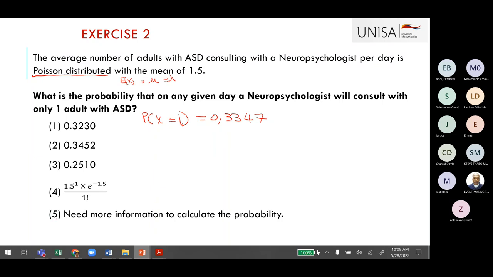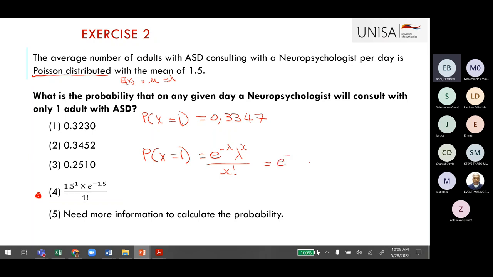5, right? Need more information to calculate the probability, probably, because you can see that there is no option for none of the above and all that, but you forgot about this. Nope, you can't do that. You will need to go manual right now. That is why it's very important to know how to calculate these things manually also. We know that the formula is e to the power of negative lambda, lambda to the power of x divided by x factorial.